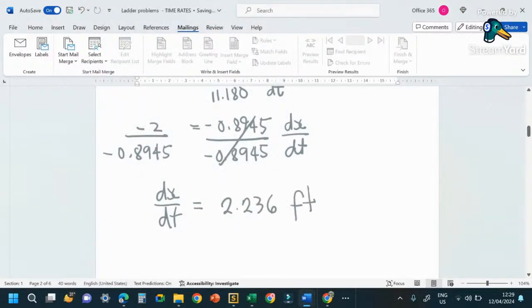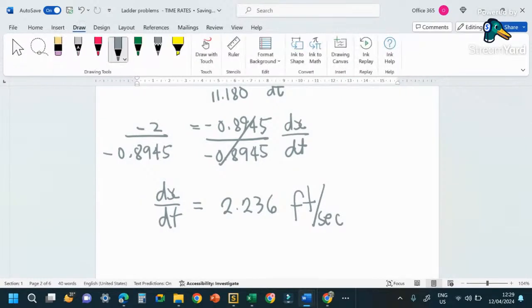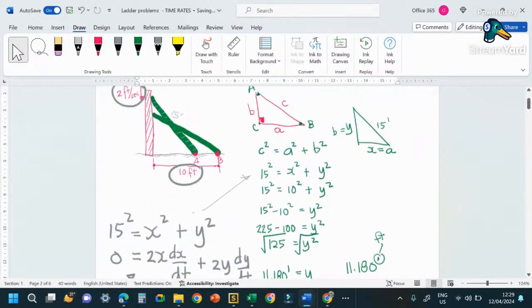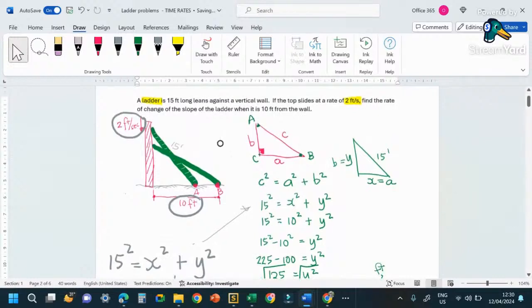2.236 feet per second. What does it mean? That's how fast the bottom of the ladder is moving away from the wall. And this is the answer to the first question. So this is what we are looking for. How fast is our ladder moving away from the wall? Okay, there you go.